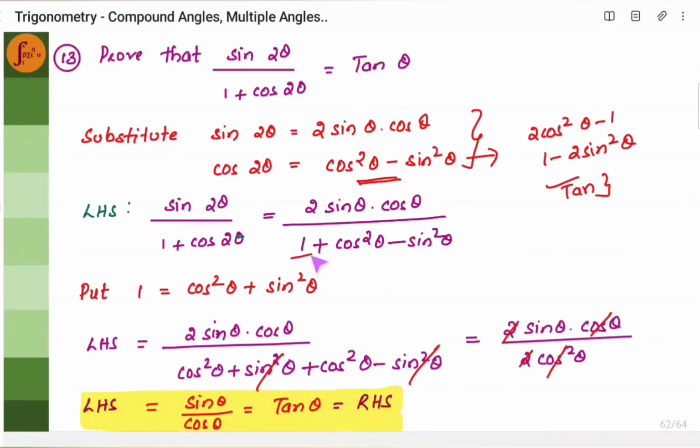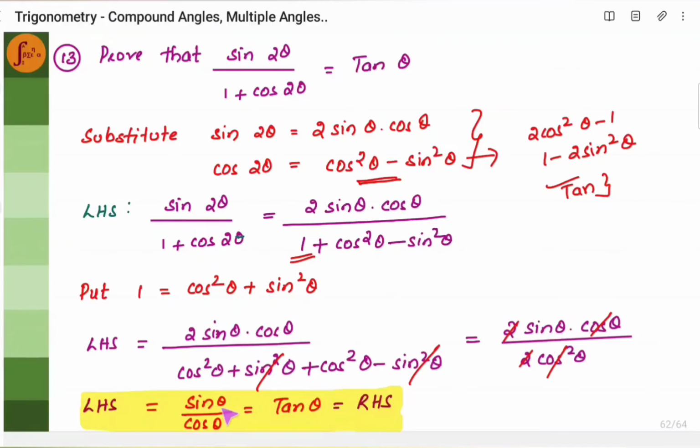Now, I can write 1 as cos square theta plus sine square theta, right? Because cos square theta plus sine square theta is 1. So instead of 1, I'll write this. Now what will happen? You have minus sine square theta plus sine square theta. This will get cancelled. Then you're left with 2 cos square theta, right? So you'll get 2 sine theta cos theta by 2 cos square theta. Cos theta and cos theta will get cancelled. 2 and 2 will get cancelled.